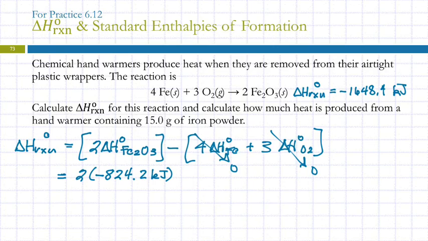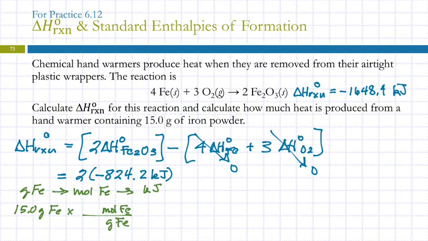So we're going grams of iron to moles of iron to kilojoules. So 15 grams of iron. I'm going to have moles of iron here and grams of iron on the bottom, so the grams cancel out. And then here I'm going to have kilojoules on top and moles of iron on the bottom, so the moles cancel out.